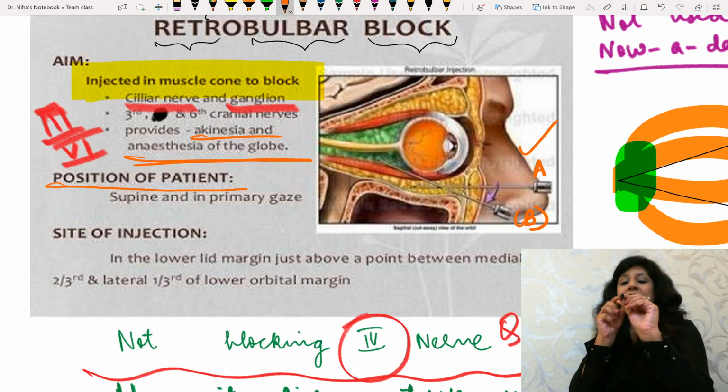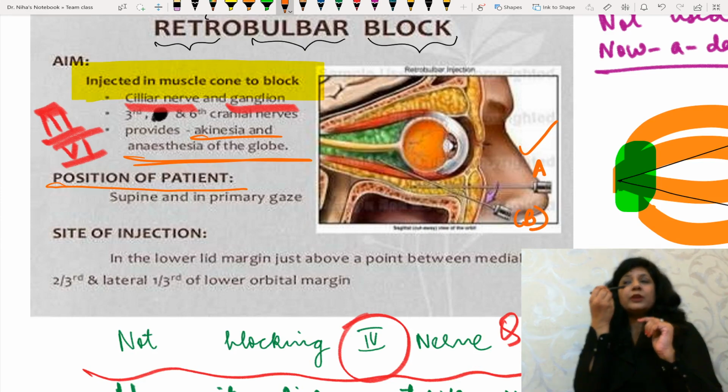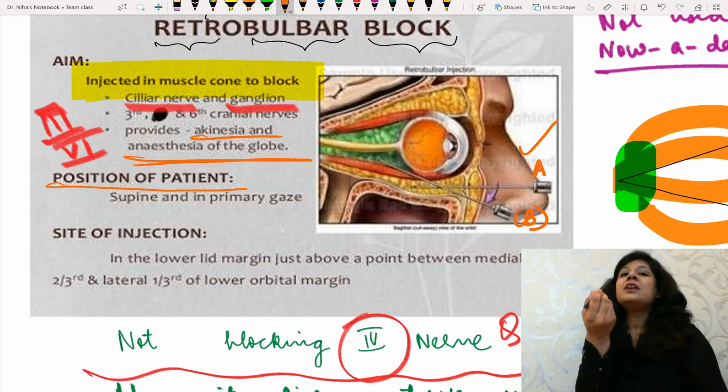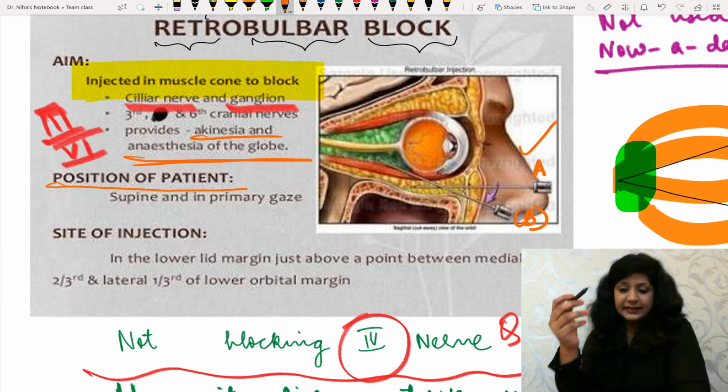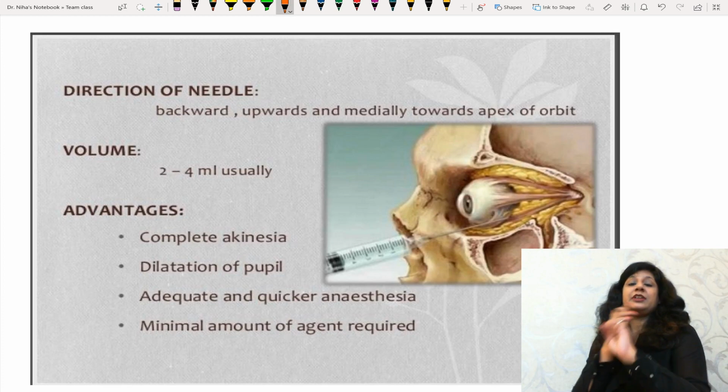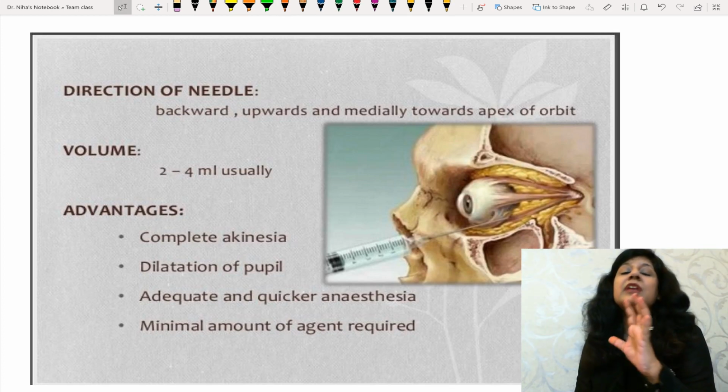Okay, so this is very, very important. It's important that the patient should be lying supine and looking in the primary position, and we are going straight first of all, and then going inward and upward slightly. Now, the second important thing: what should be the absolute direction of the needle?